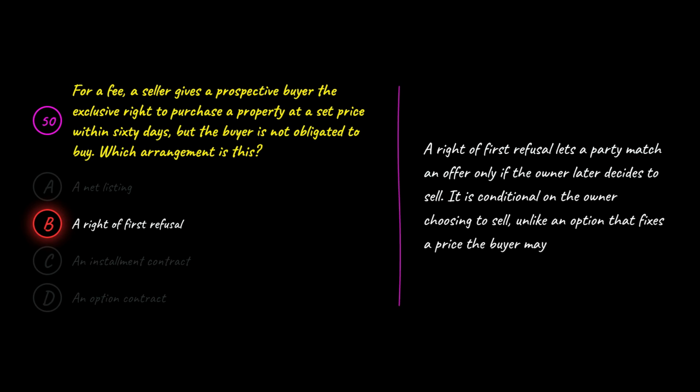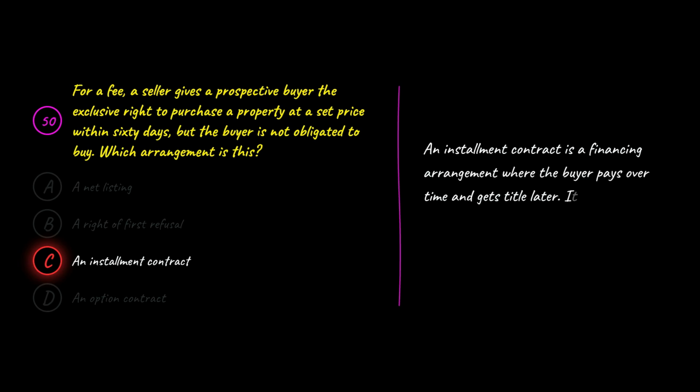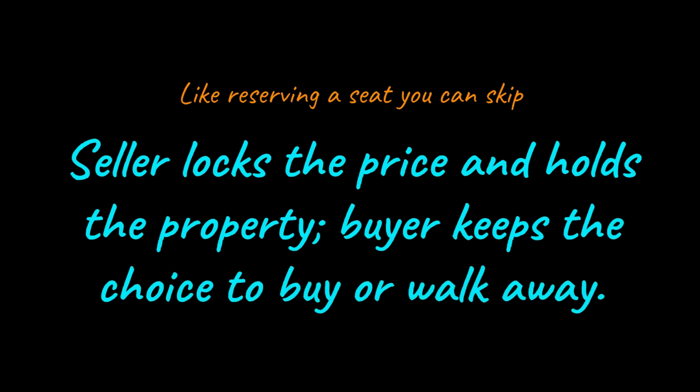buyer may exercise. C is wrong because an installment contract is a financing arrangement where the buyer pays over time and gets title later. It commits the buyer to purchase, unlike an option that leaves the decision entirely to the buyer. An option contract creates a deliberate asymmetry. One party is bound and the other stays completely free. The seller must hold the property at a fixed price for the whole option period, while the buyer keeps the choice to buy or walk away without penalty.